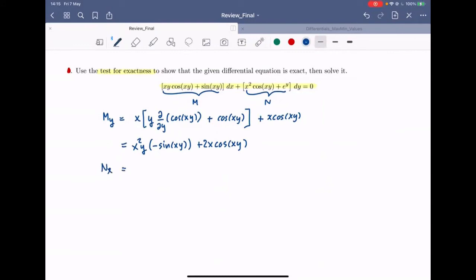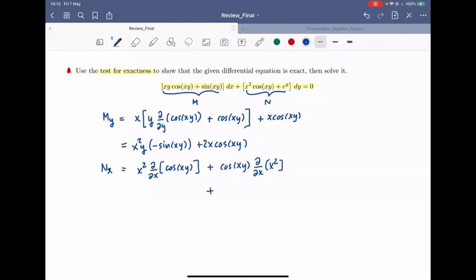Differentiate the second term with respect to x. Differentiate with respect to x. So you have that and that, but e to the y is just a constant now in terms of x. So you get 0. But the first term here, you apply the product rule. So it's going to be x squared times the derivative of cosine xy, and then cosine xy times the derivative of x squared.